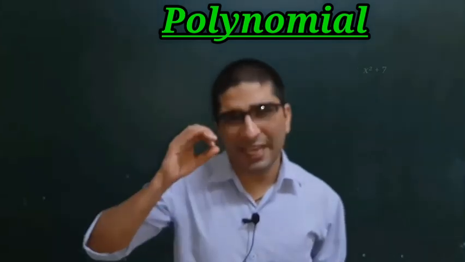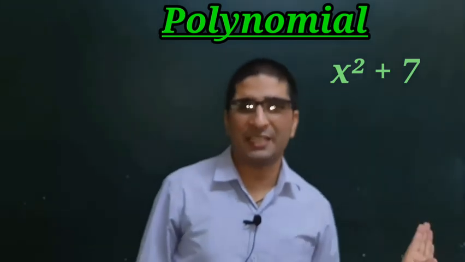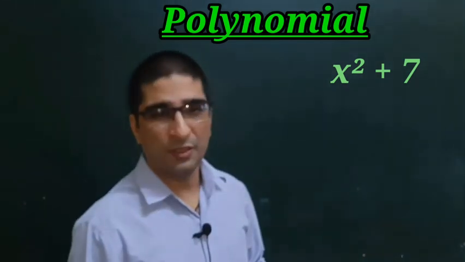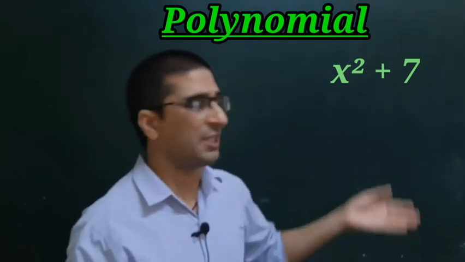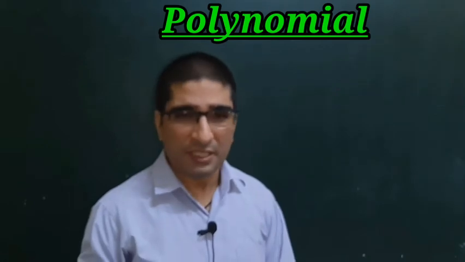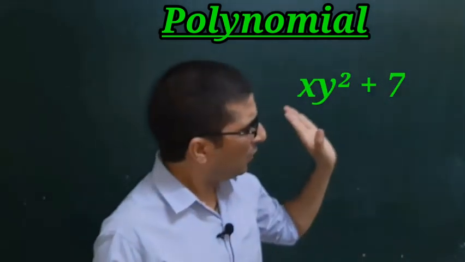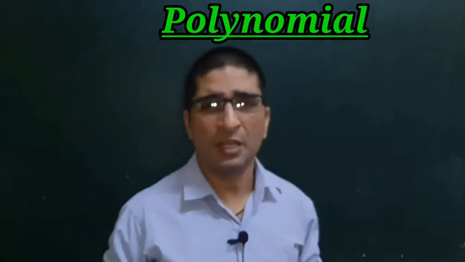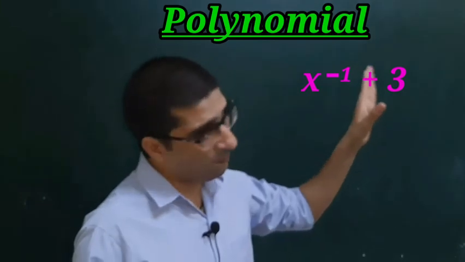Now, you check x square plus 7. Here, the variable is x, its power is 2, and 2 is a whole number. That's why x square plus 7 is a polynomial. Similarly, xy square plus 7 is also a polynomial.